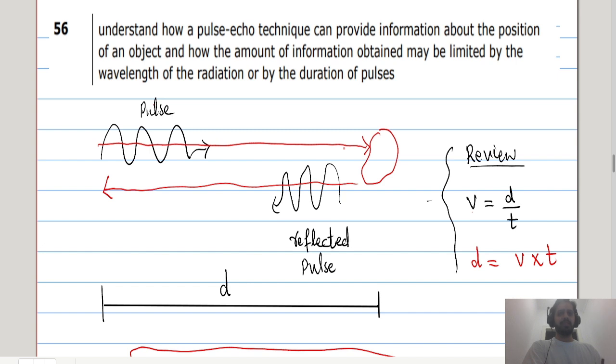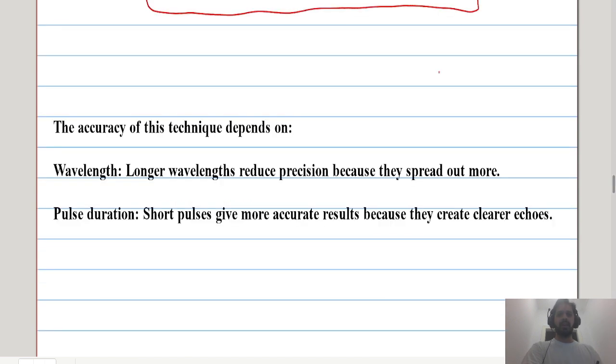Now, this technique has some limitations, and these limitations are really important to understand. The amount of information obtained is limited by the wavelength of the radiation or by the duration of pulses. And in your answer, you have to mention these two limitations. The first one is wavelength. Longer wavelengths reduce precision because they spread out more. And the second one is pulse duration. Shorter pulses give more accurate results because they create clearer echoes.